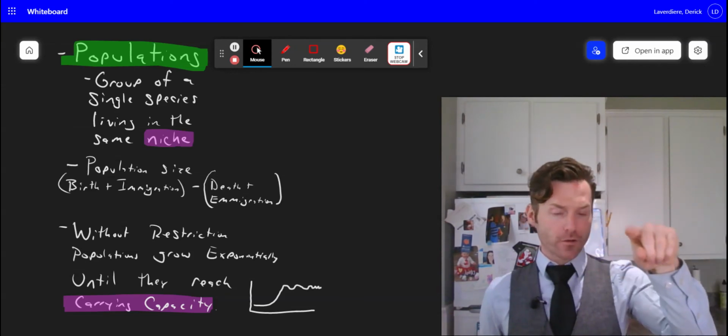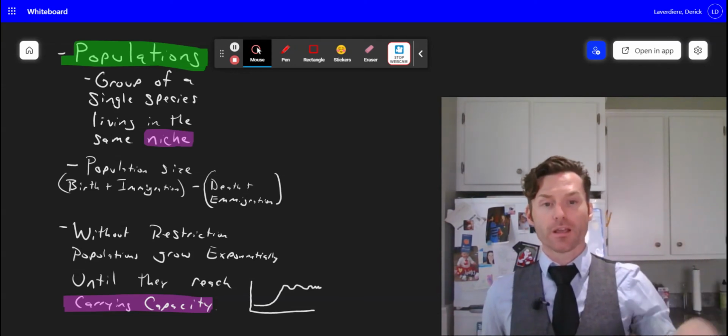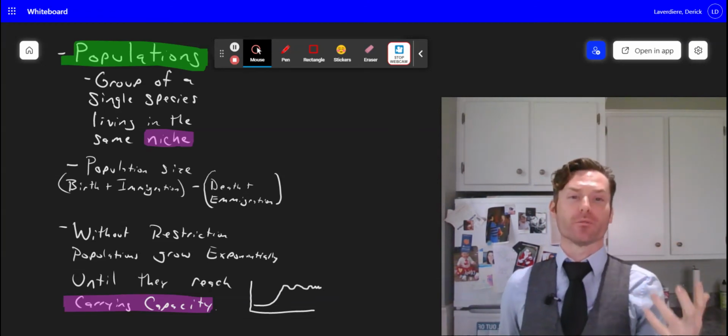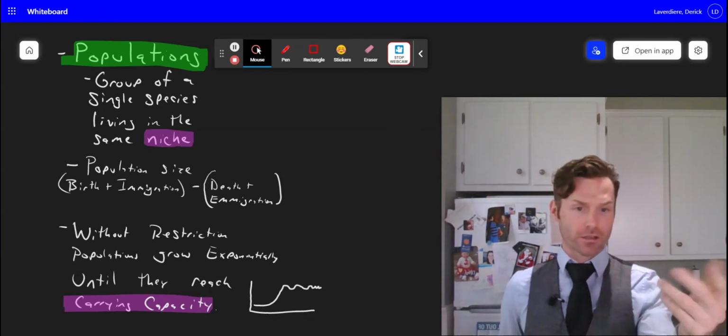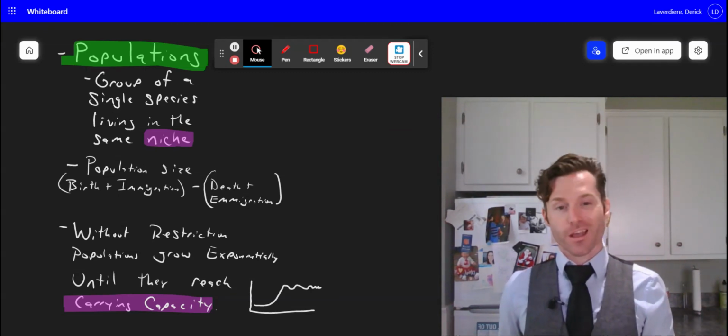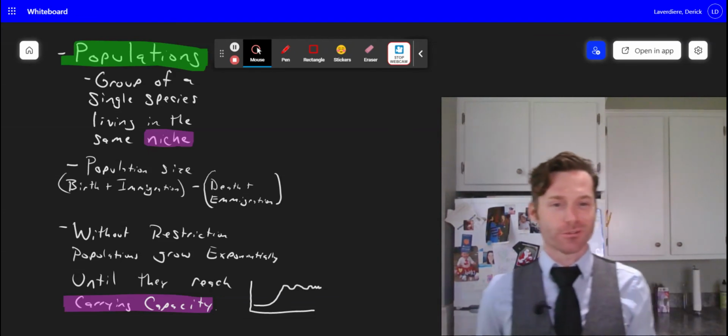So we call this little level where it kind of steadies off the carrying capacity. It's where the population size is comfortable within this particular ecosystem with the available resources. Okay? So that's what we're looking at for populations.